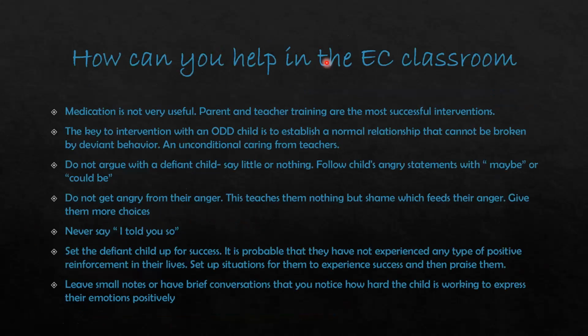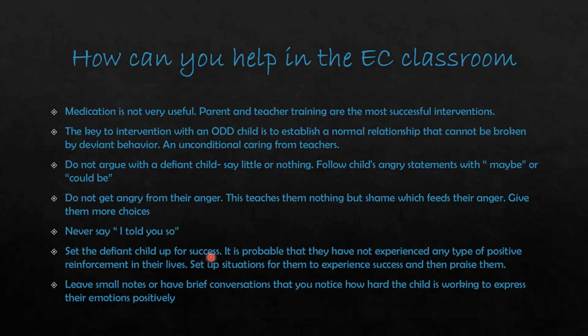How can you help? Medication's not very useful. The most successful intervention is teacher training. The key to intervention with ODD is to establish a normal relationship that cannot be broken by deviant behavior. That unconditional caring from teachers is probably the most important thing to take away. Don't argue with a defiant child. Say little or nothing. Follow the child's angry statements with maybe, could be. Don't get angry from their anger. This teaches them nothing but shame, which just feeds their anger. Never say, I told you so.